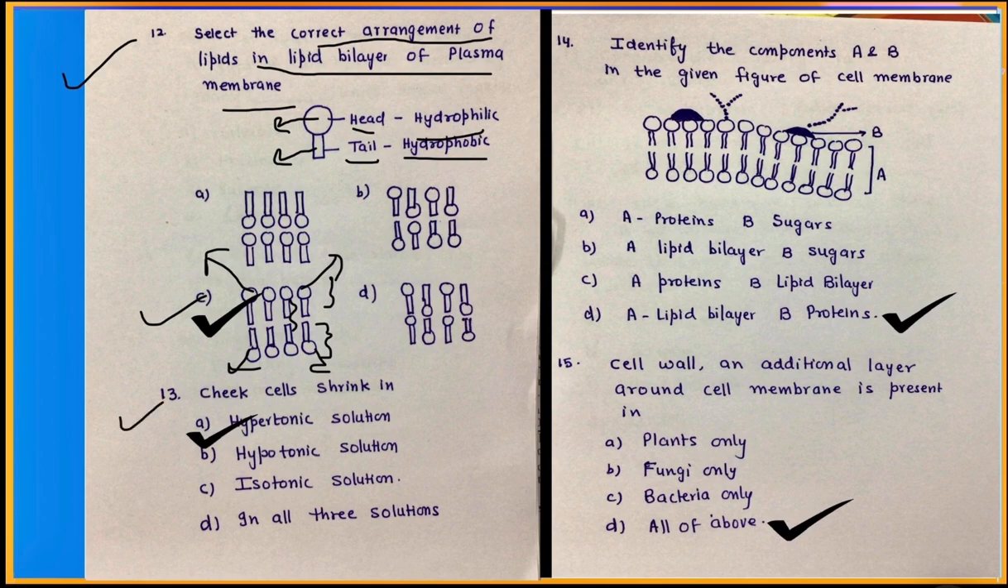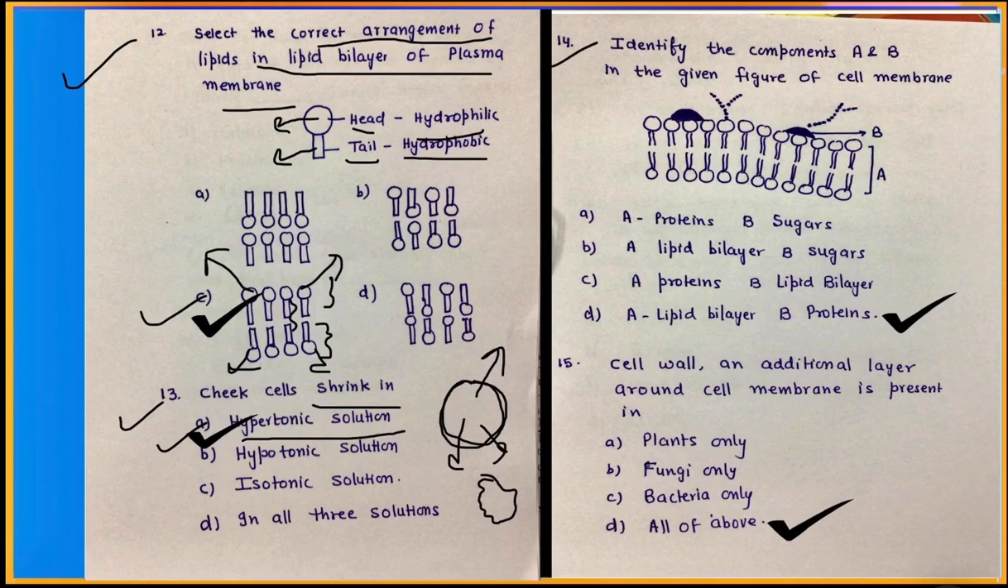Question number 13. Cheek cells shrink in hypertonic solution due to osmosis. Due to osmosis, water from cheek cells start coming out into the environment, passing through the cell membrane, and thus the size of the cheek cells shrink. Okay, so answer is A.